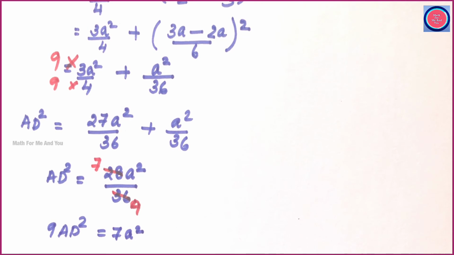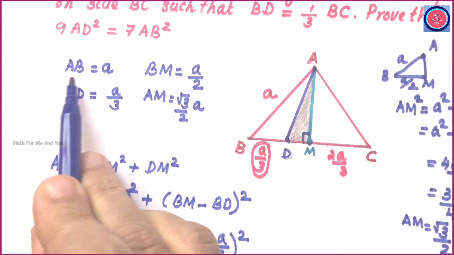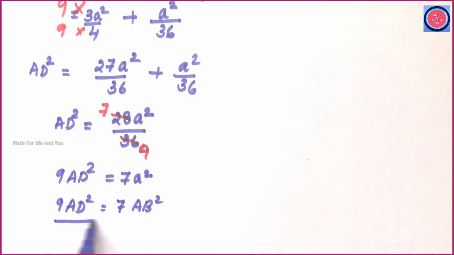What is a? a is the side or length of the triangle ABC, and we have taken AB equals BC equals AC equals a. So we could replace a square with AB square because AB equals a. We could write 9AD square equals 7AB square.